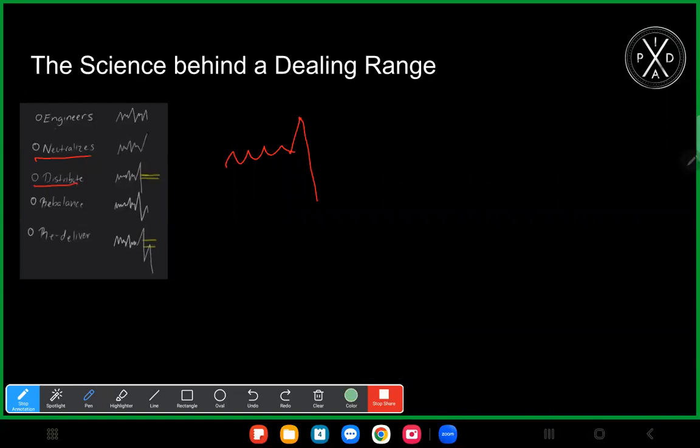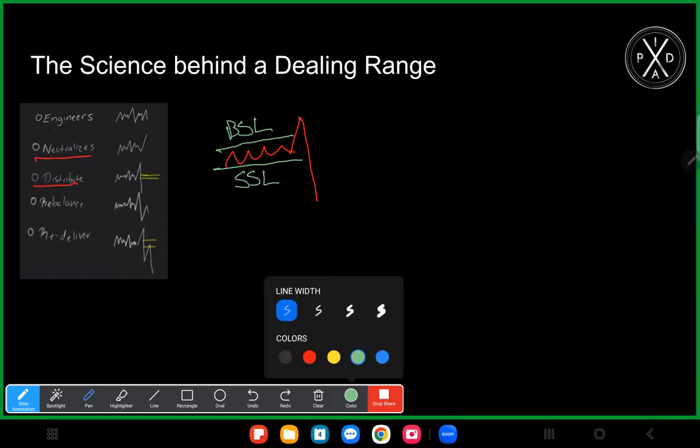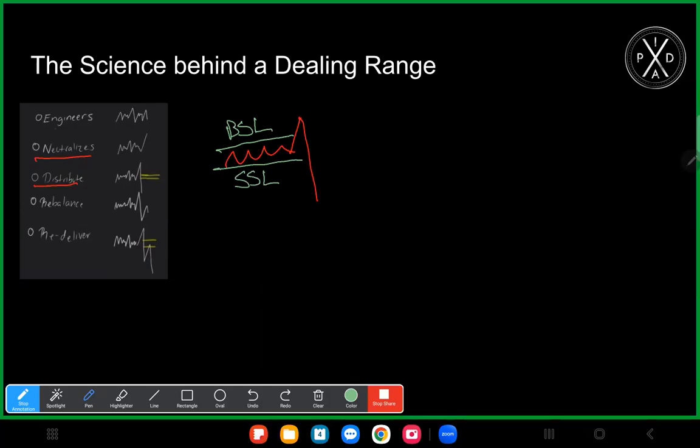If you remember from that last slide, I said that a dealing range is created when both buy side and sell side liquidity are taken. So in this example, we take out all the buy side liquidity above that high, and then we take out all of the sell side liquidity below that low. So this would create a dealing range. Just to avoid confusion, we'll call the neutralize phase phase 1, the distribute phase phase 2, the rebalance phase phase 3, and the redeliver phase phase 4.